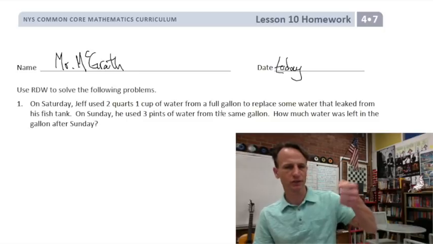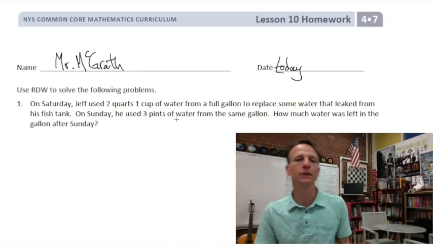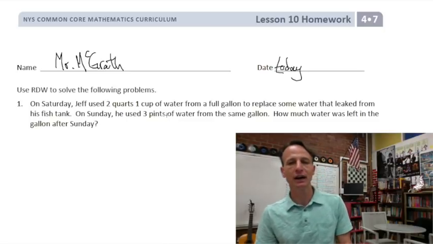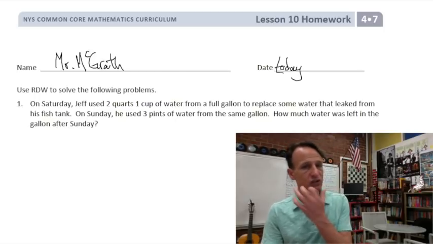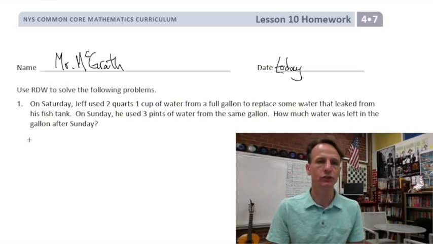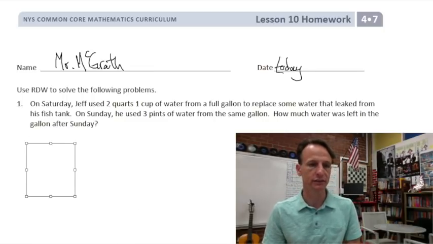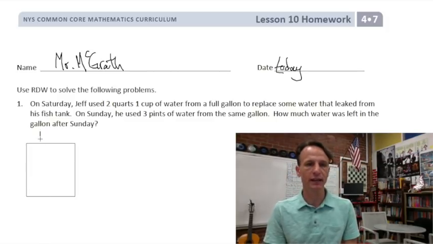So we have to picture he's got this gallon jug. He pours 2 quarts, 1 cup from it. And on Sunday, he used 3 pints of water from the same gallon. How much water was left in the gallon after Sunday? Well, to draw here, I think we need to do 2 drawings. First, let's just think about gallons and quarts and pints and cups, okay, before we get into this question.